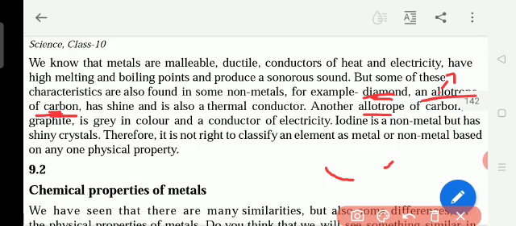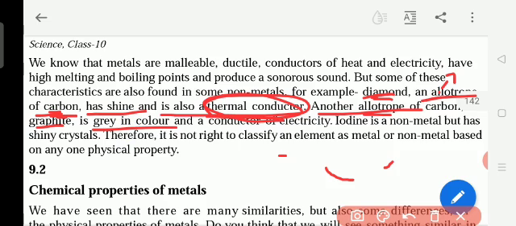Okay, so here we are going to see some properties that are same in the metals and non-metals. For example, diamond, carbon are the allotropes. Diamond has shine and is also a thermal conductor. Thermal means what? Heat. So they can transfer the heat. Another allotrope of carbon, graphite, is grey in color and a conductor of electricity. So diamond, an allotrope of carbon, can be a thermal conductor which conducts the heat.